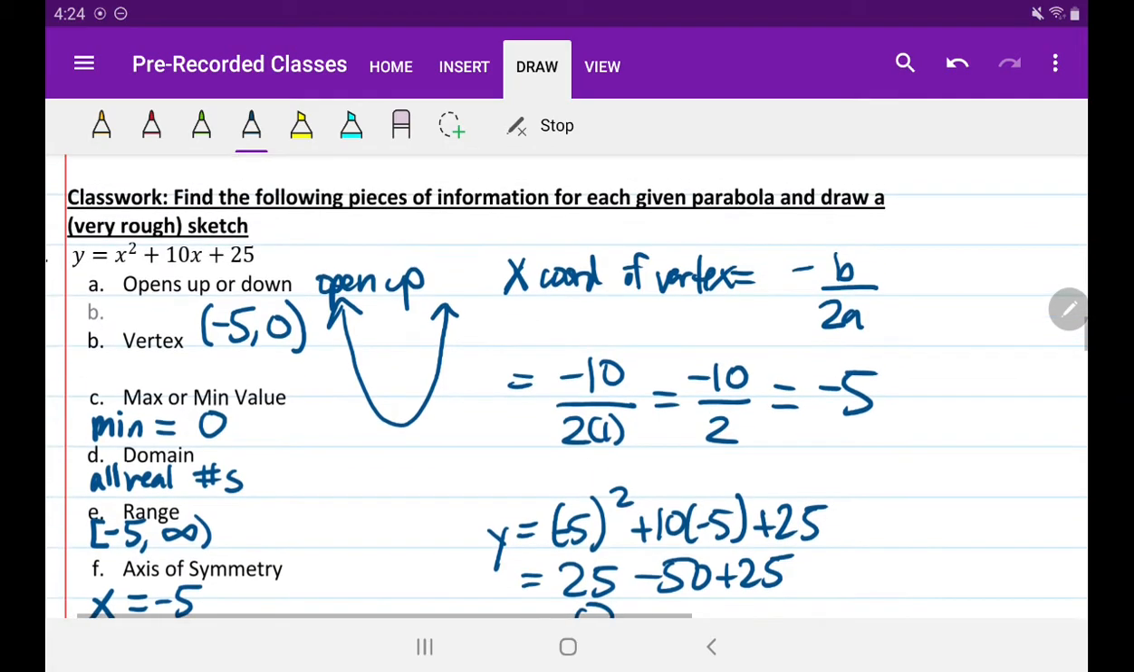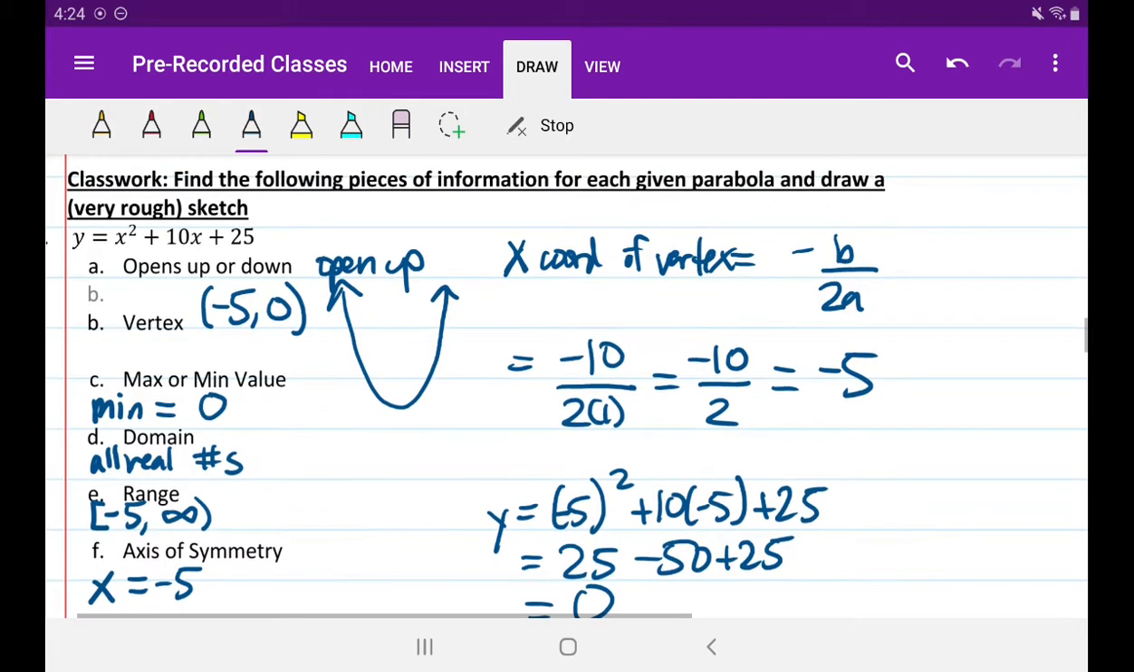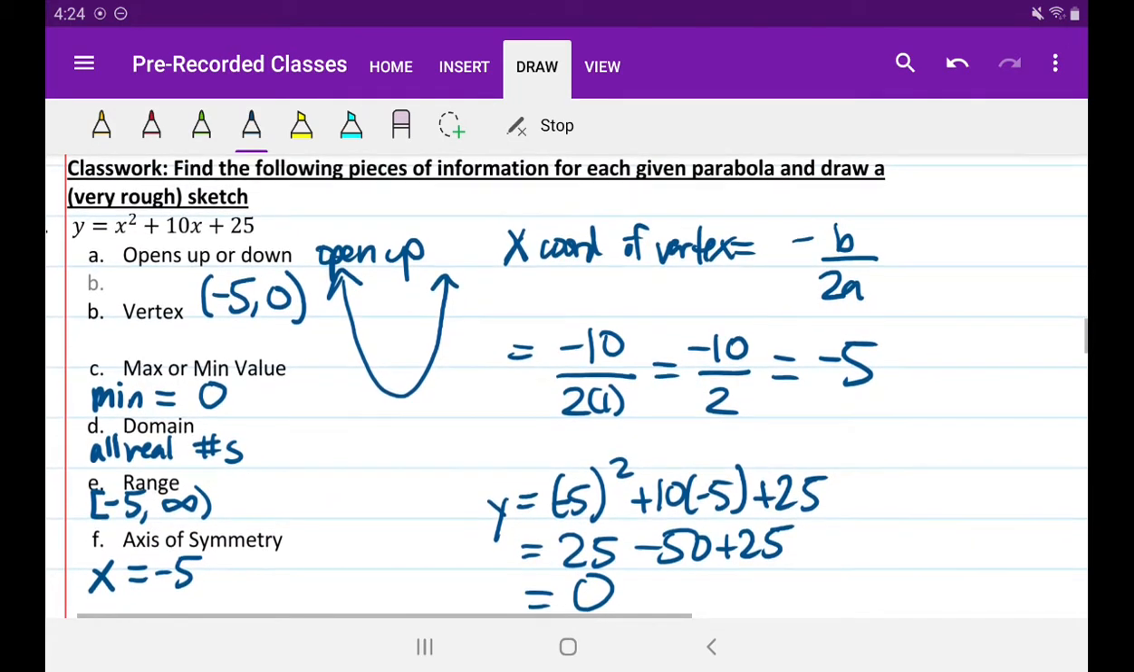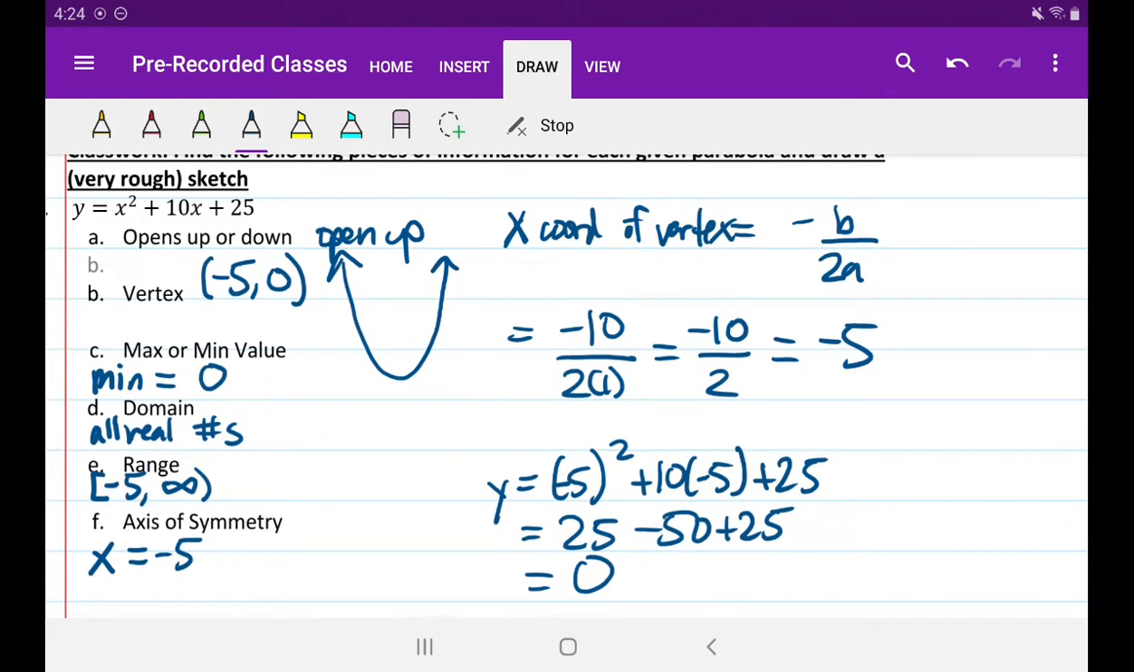And so the other thing that you had to do was draw a very rough sketch. Well, the kind of sketch that I want you to do is just whether it opens up or down, and then go ahead and label your vertex, which is going to be (-5, 0). So that's good enough for our sketches for what we're doing and how far we've gotten into the whole subject of parabolas for now.